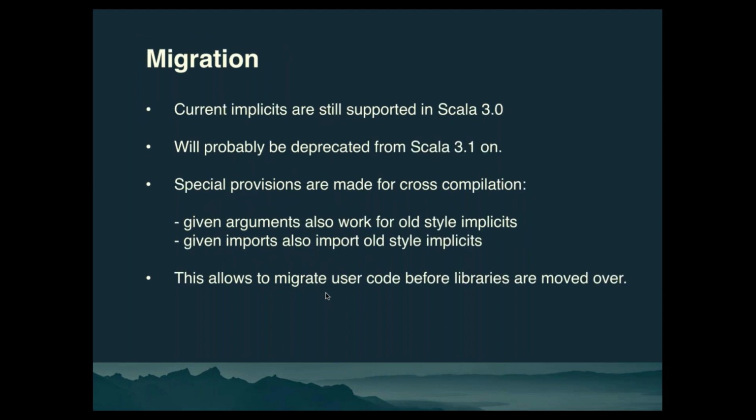So migration: the current implicits are still supported in 3.0 and will be deprecated from a future version, maybe 3.1, maybe later, but from 3.1 on they might be deprecated. And there are also special provisions for cross compilation where essentially the old style implicits can also be used with new style arguments and imports.